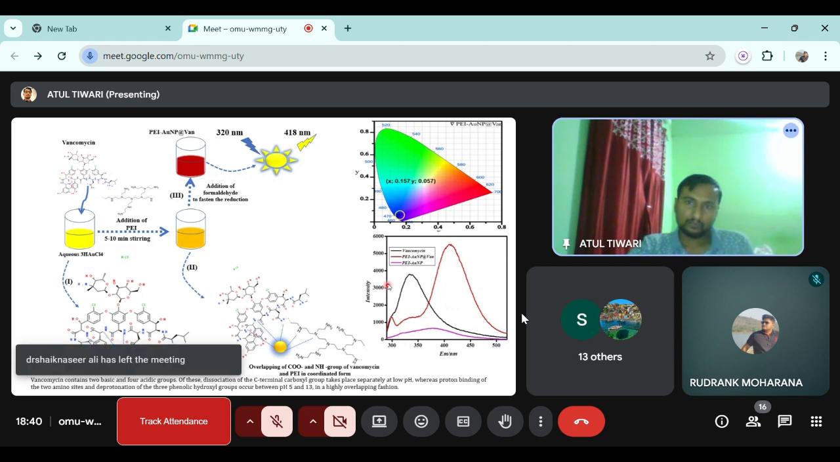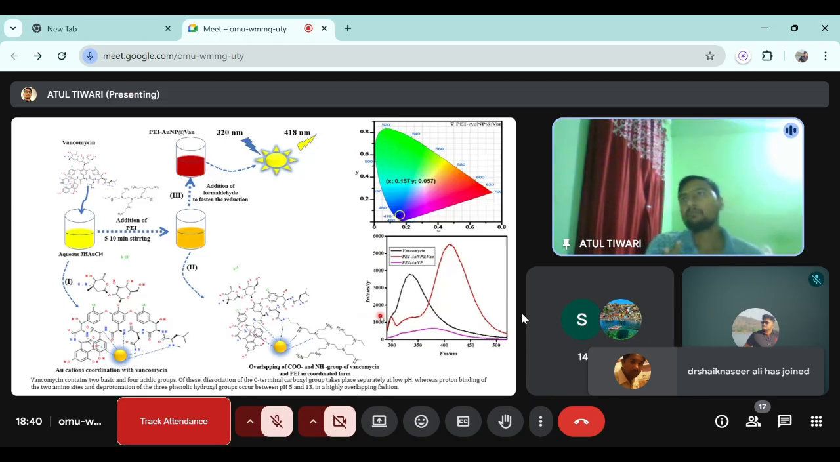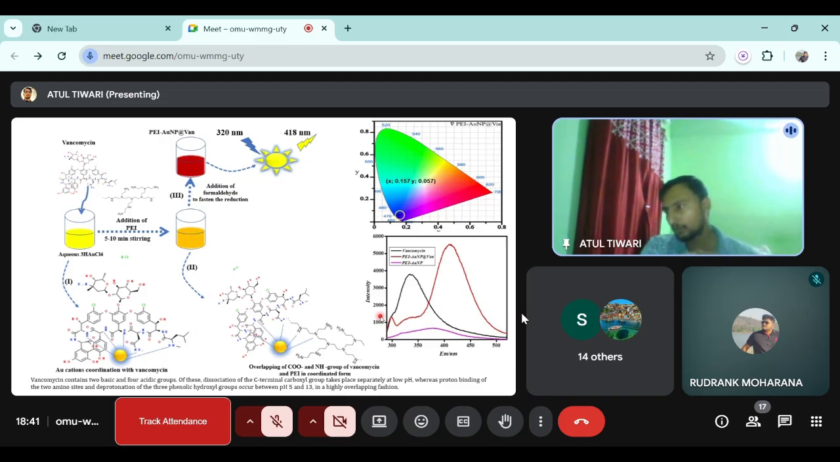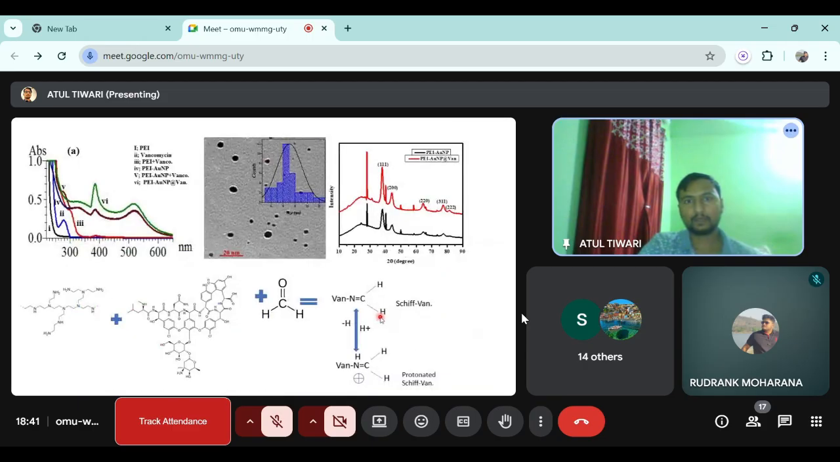Before that, no one around the world had reported the interaction of vancomycin with gold nanoparticles. Some reports were available on the interaction of vancomycin with copper nanoparticles, but gold nanoparticles had not been reported. So we developed a conjugated gold nanoparticle system and applied it against some bacteria.